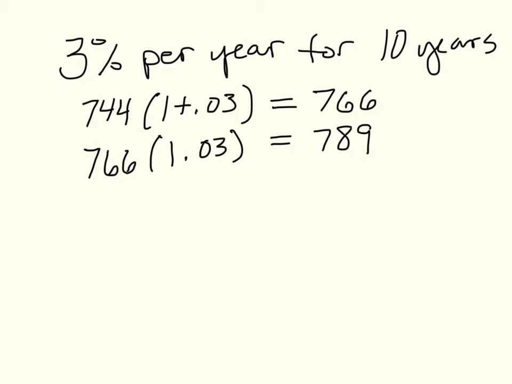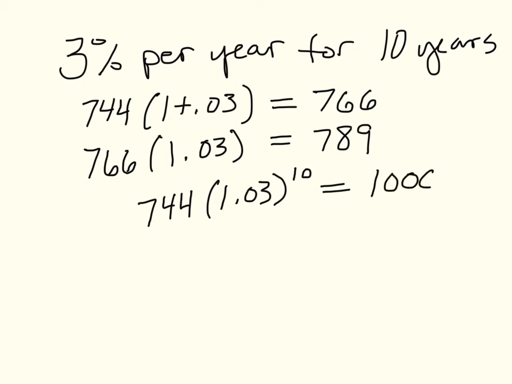Well, you repeat this calculation a total of 10 times, and that would give you your balance in 10 years. Or you could take the shortcut here and take $744, the amount we start with, multiply it by 1.03 to the 10th power for 10 years, and it turns out that's going to give you exactly $1,000. So what this means is, since I said I was indifferent between $744 today and $1,000 10 years from now, it means I was willing to accept a 3% interest rate for 10 years in order to defer consumption for 10 years. Let's talk about this in some more abstract terms.